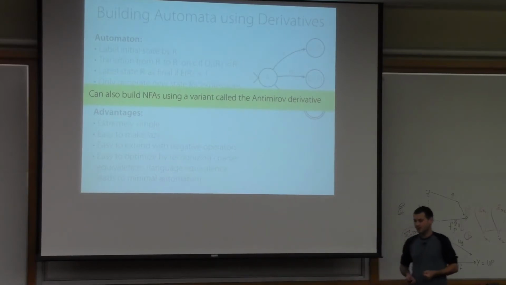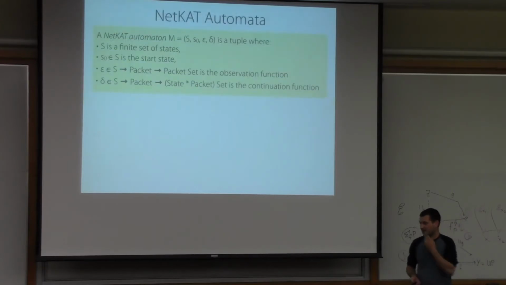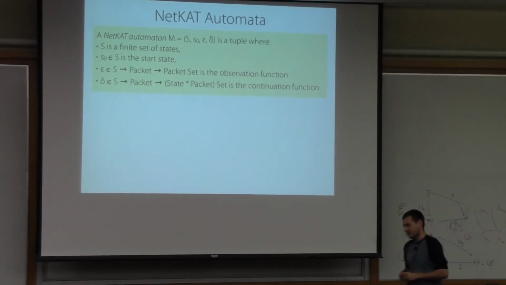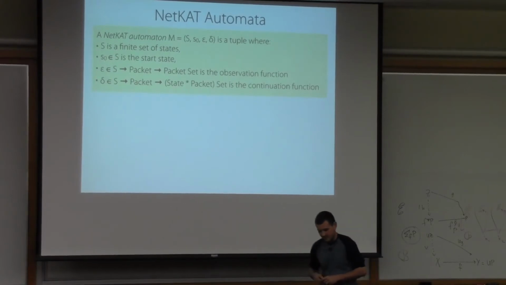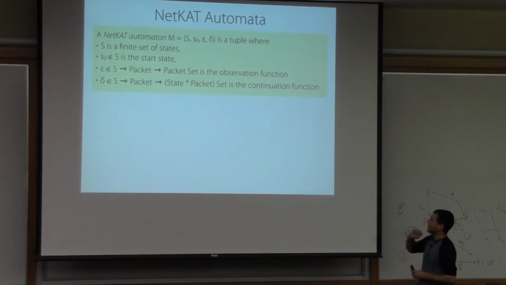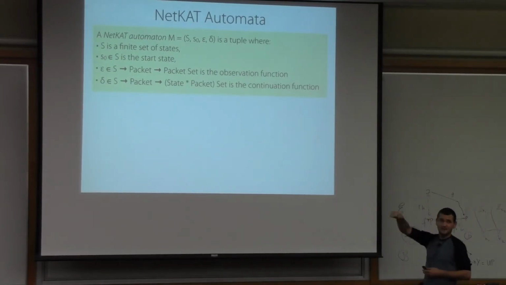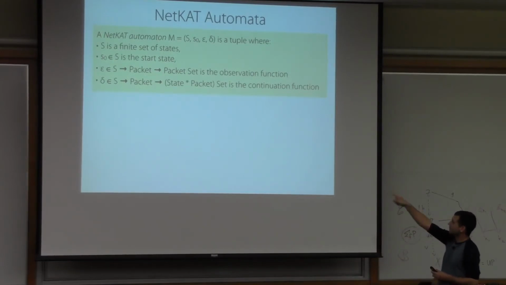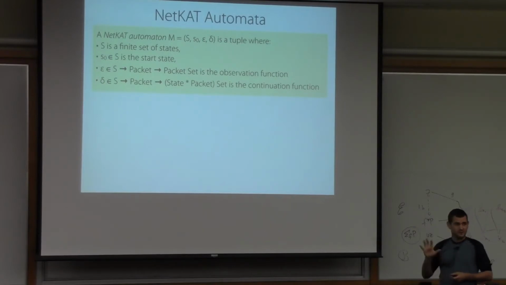Okay, so next I want to try to apply this to NetKAT. To do that, I'm going to show you first that we're going to build slightly different kinds of automata. They'll be hopefully familiar and very similar to standard finite state automata, but again, we're going to work with packets and so on, so they'll be slightly different. First, to define what a NetKAT automaton is, it's just a four-tuple where I have a finite set of states S, a start state S0, and two functions. And here's where the difference comes in.